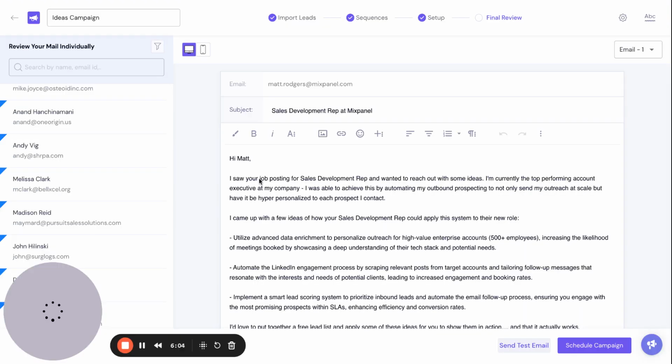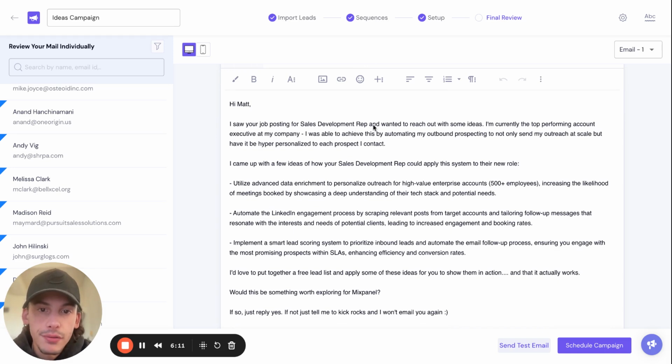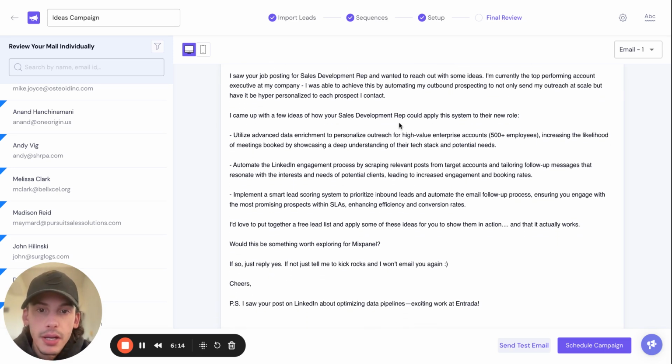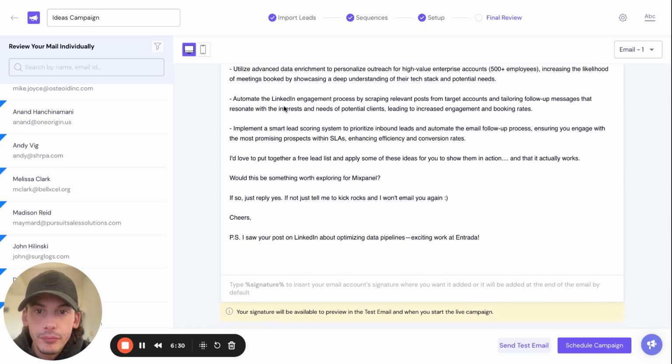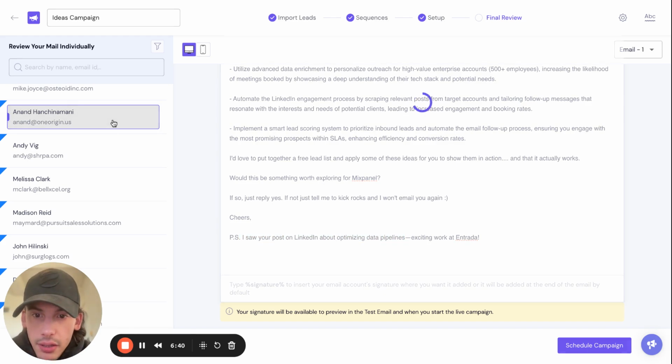So I can show you guys exactly what this looks like when we put it into Smart Lead. Again, you can do this in Instantly. But essentially here we're saying, hey, I saw you've got a posting for blah, blah, blah. Here's some ideas that I have for you. Use advanced data enrichment to personalize outreach for high value enterprise accounts, 500 plus employees. I'd imagine the job description or the company description says these are the people that we work with. Automate LinkedIn engagement. And then again, we're calling that out at the bottom here. So we're showing the product or talking about the product and then demonstrating it at the end.